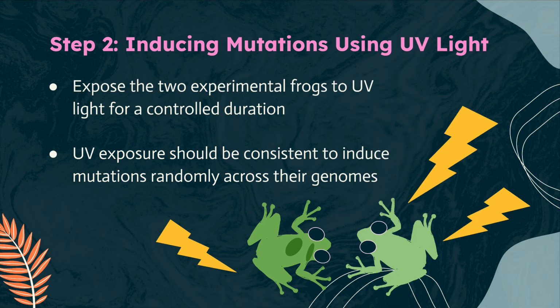In step 2, you should induce mutations using UV light. You should expose the experimental group to UV light for a set period of time. UV radiation is known to cause genetic changes. Targeting germ cells should ensure mutations are inherited, simulating how environmental factors influence genetic variation.